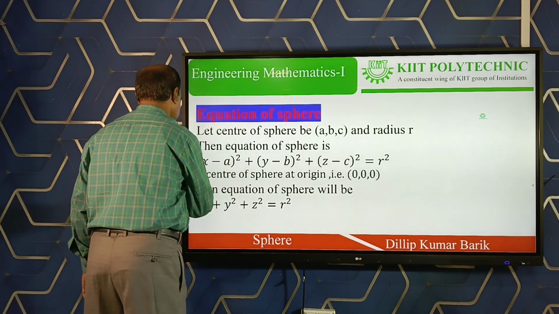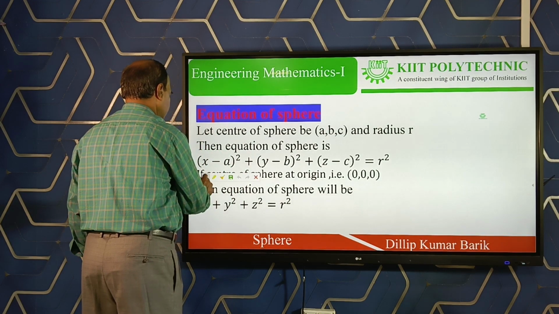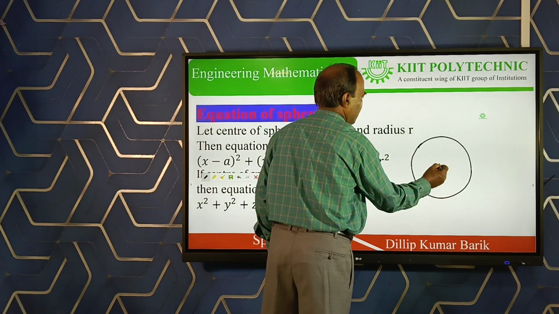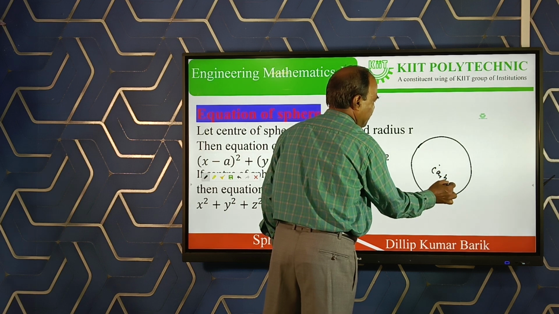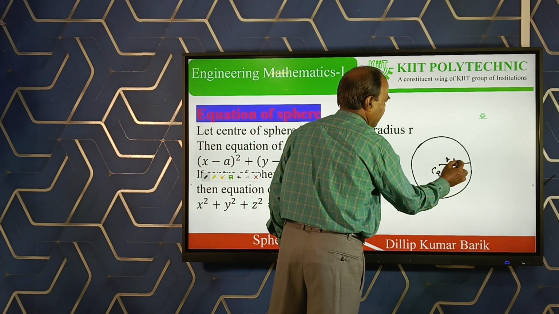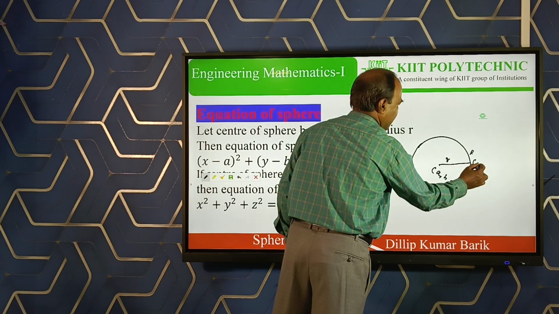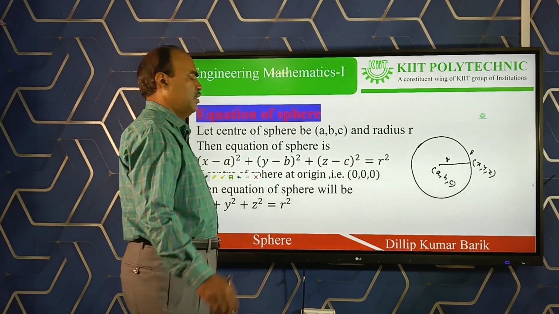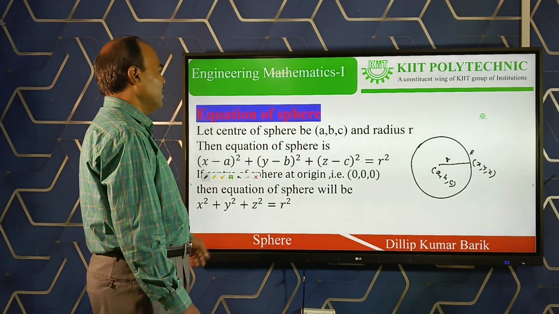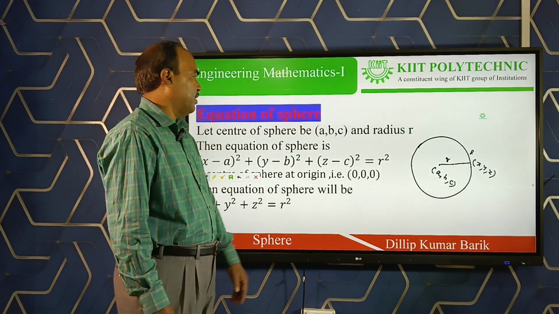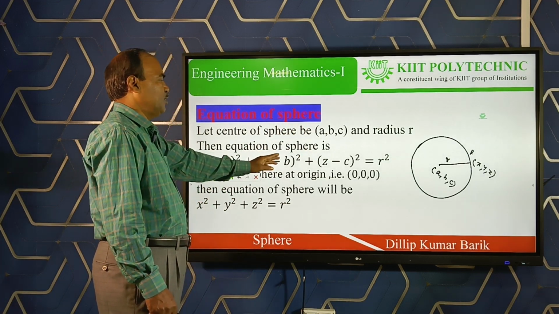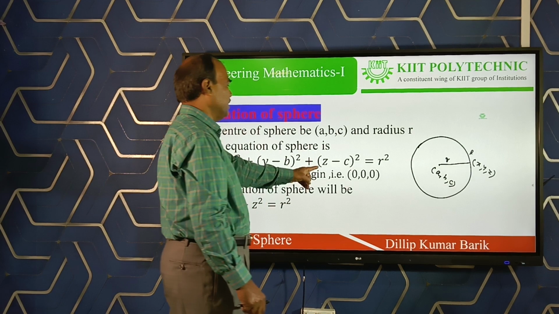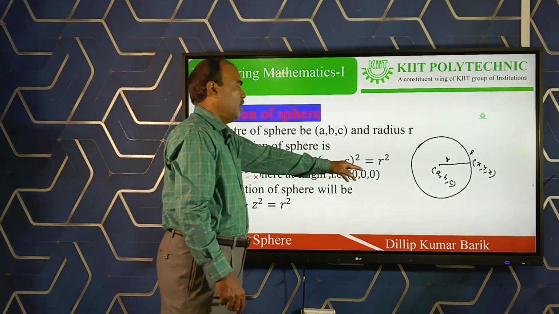Suppose I take the help of the diagram. This is the sphere whose center is A, B, C and radius is a number R, and let P be a point with coordinates x, y, z on the outer part of the sphere. So clearly the distance CP is nothing but the radius. Then the equation of the sphere, using the distance formula, is (x minus a) whole square plus (y minus b) whole square plus (z minus c) whole square is equal to r square.